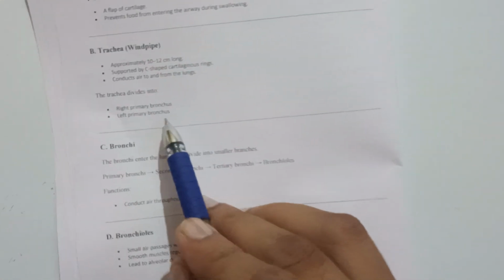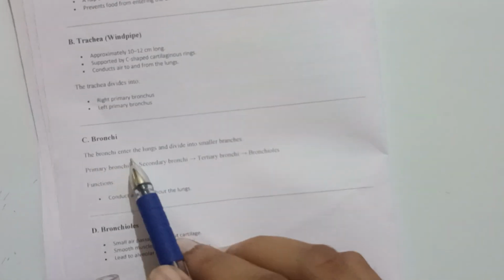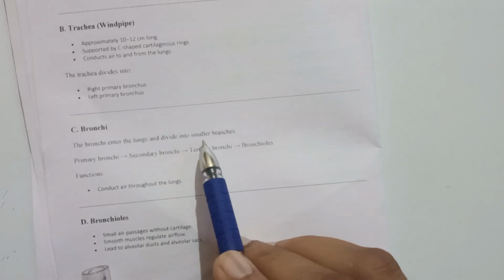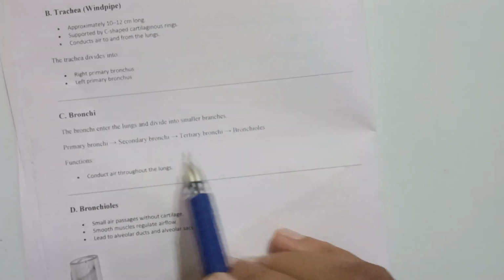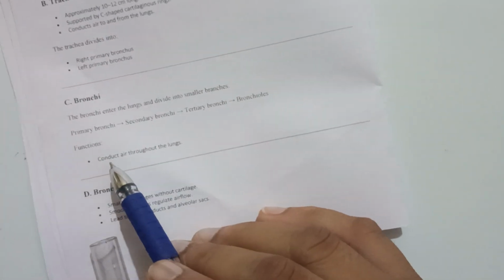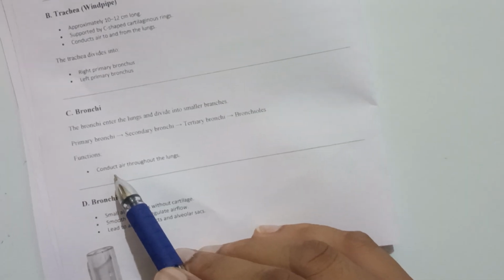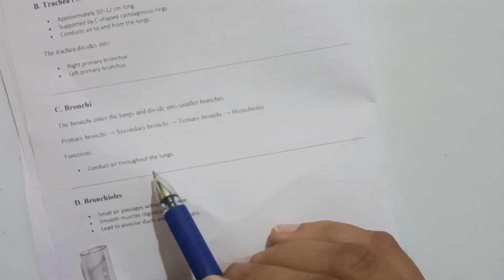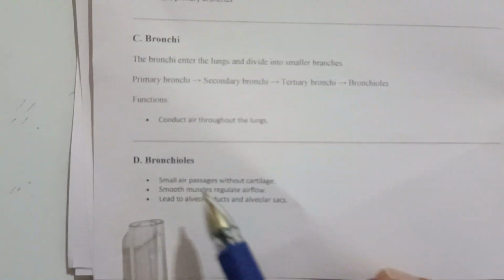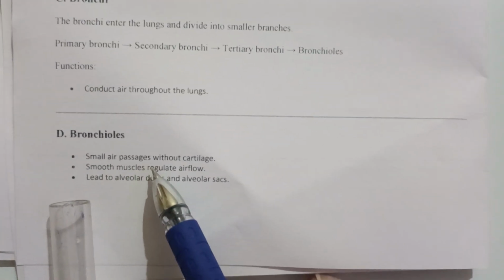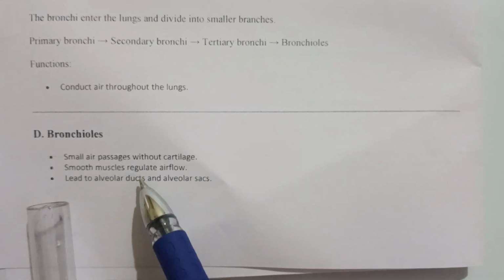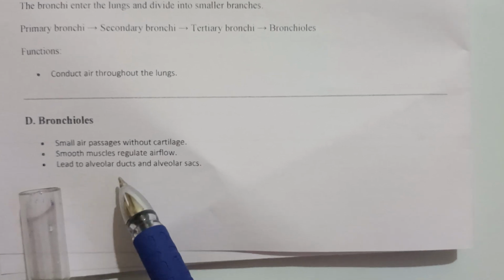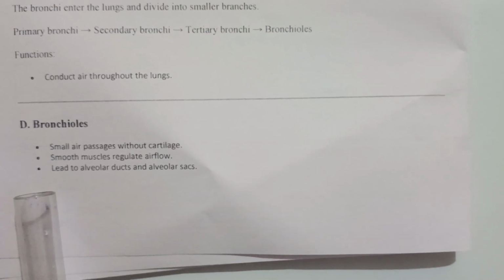Trachea divides into right primary bronchus and left primary bronchus. Bronchi enter the lungs and divide into smaller branches: primary bronchi, secondary bronchi, tertiary bronchi and bronchioles. Function of bronchi: conduct air throughout the lungs. Bronchioles, small air passages without cartilage, have smooth muscle, regulate airflow, and lead to alveolar duct and alveolar sac.